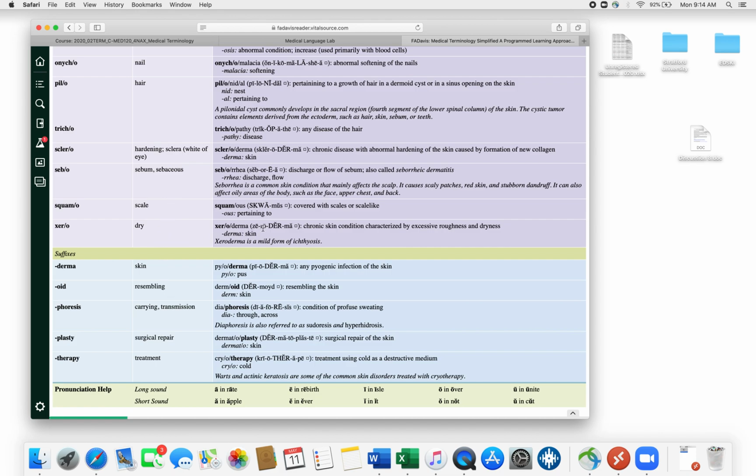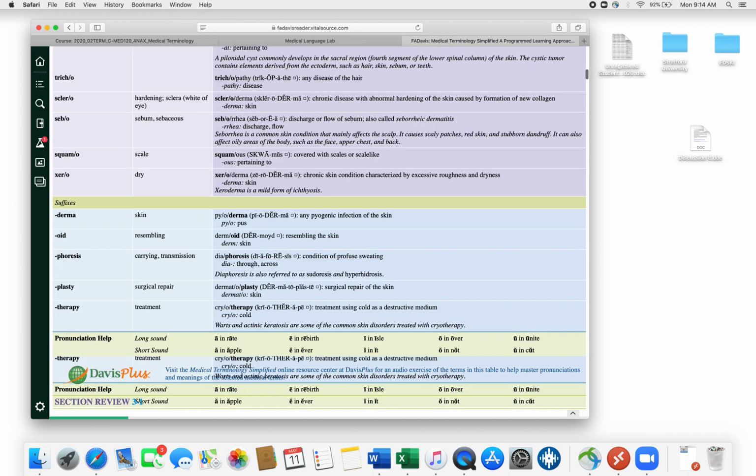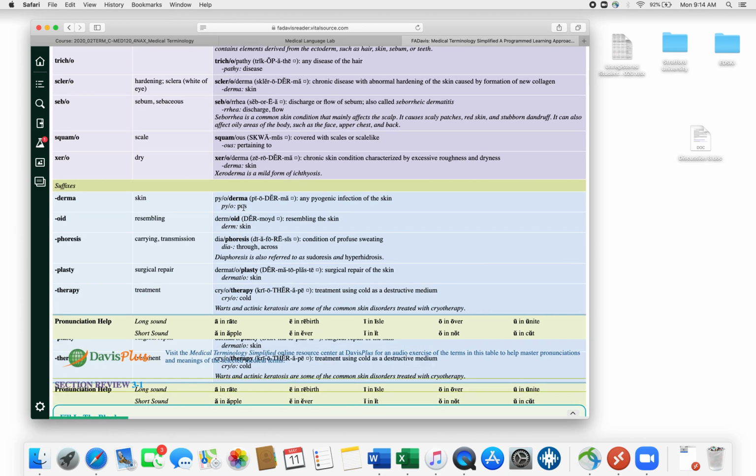Xeroderma, again, chronic dry skin. It is a mild form of ichthyosis, so they're kind of similar. Derma, pyoderma, you could have a pus. And just as a quick review, all that pus is white blood cells and a whole bunch of dead bacteria or other pathogens. You could see how we have to get rid of that, because dead things beget more dead things in the human body.